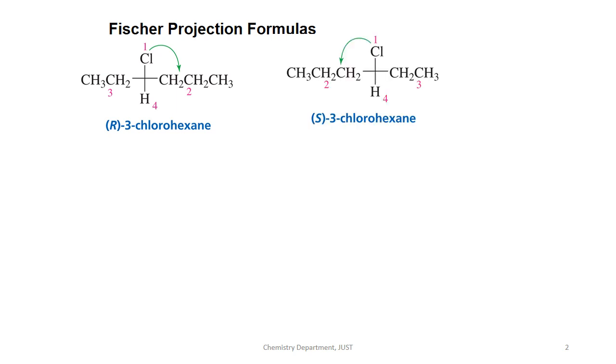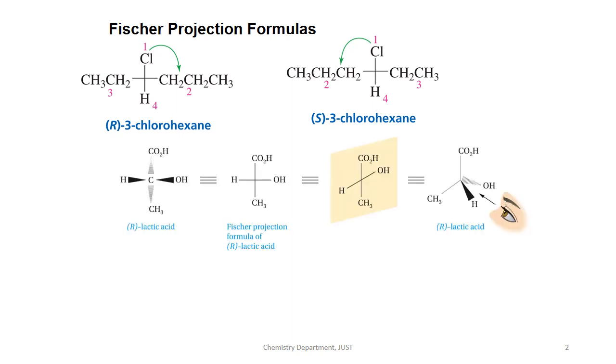The other isomer is this one here. This is the mirror image of this one. And you can see also number 4 here in the bottom, which is the rear side. So we can take the configuration from 1 to 2 to 3. This is S.